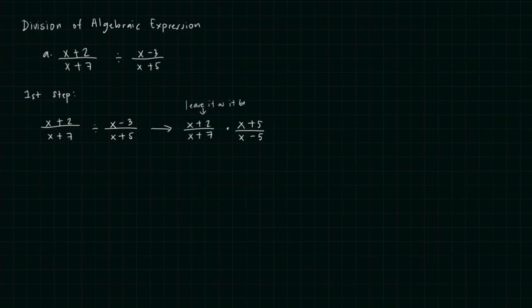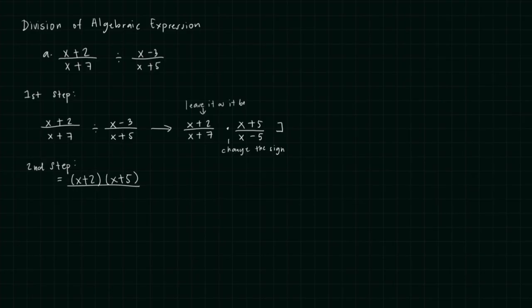And then after that, we're going to change the sign from division into multiplication. After that, we're going to reciprocal the second equation from x minus 3 over x plus 5 into x plus 5 over x minus 3. After that, we're going to factorize the given.